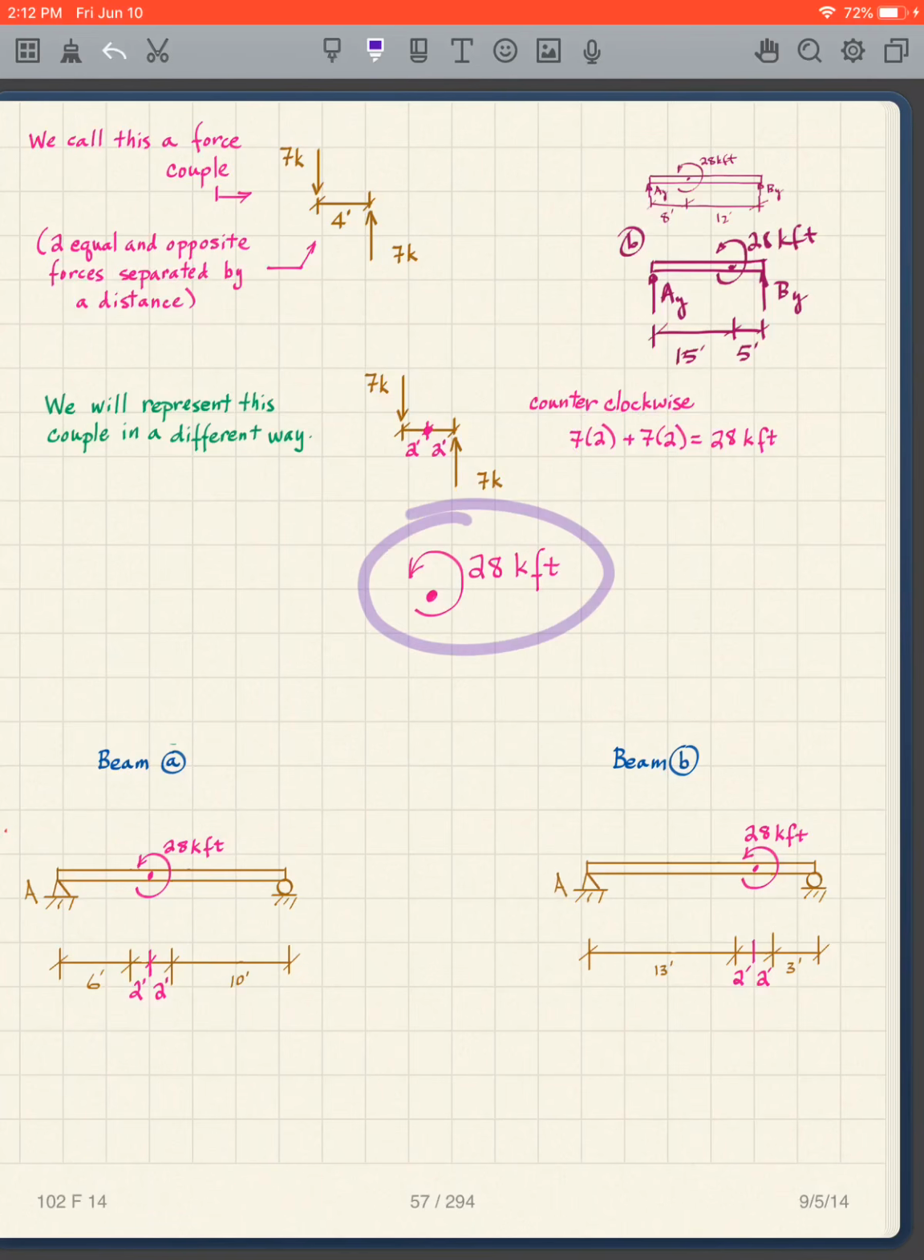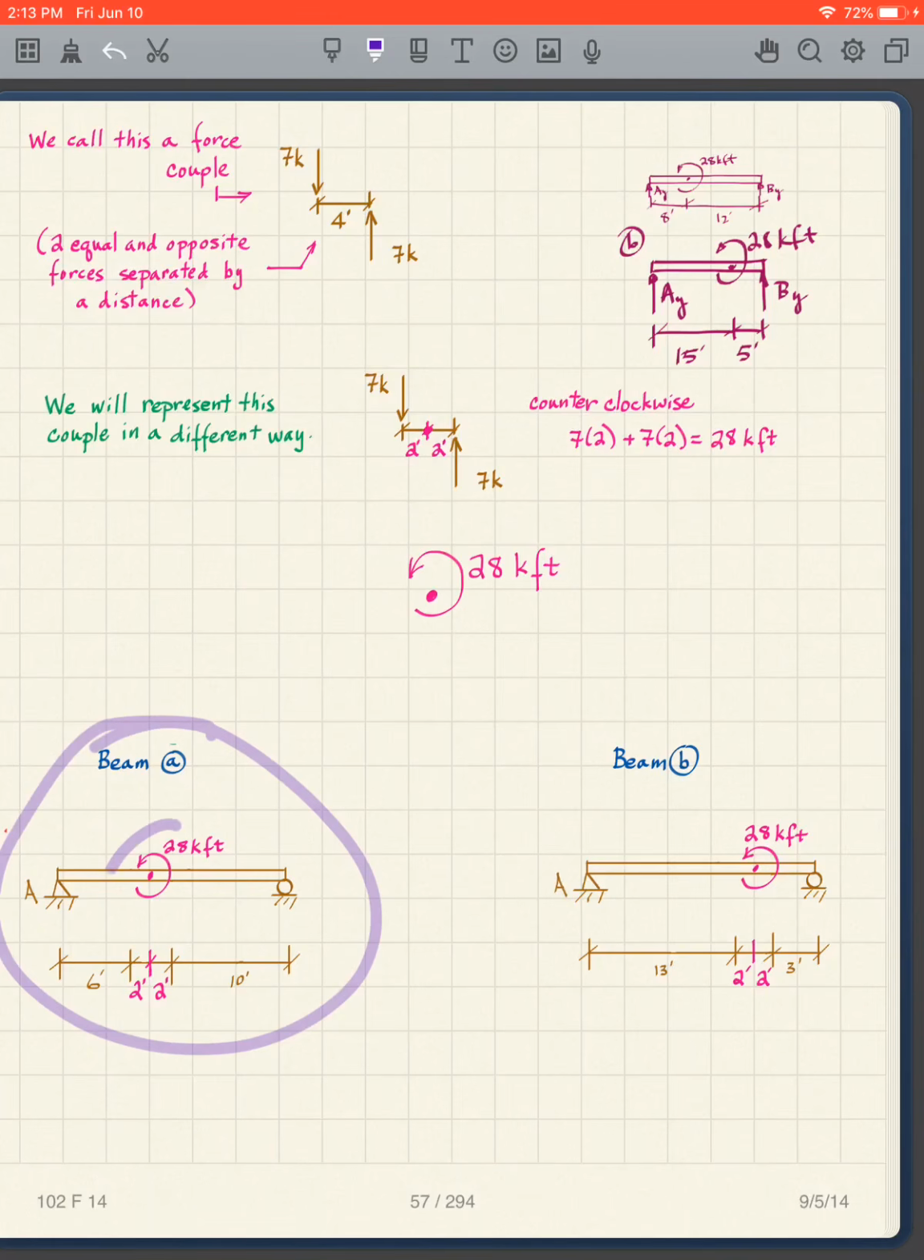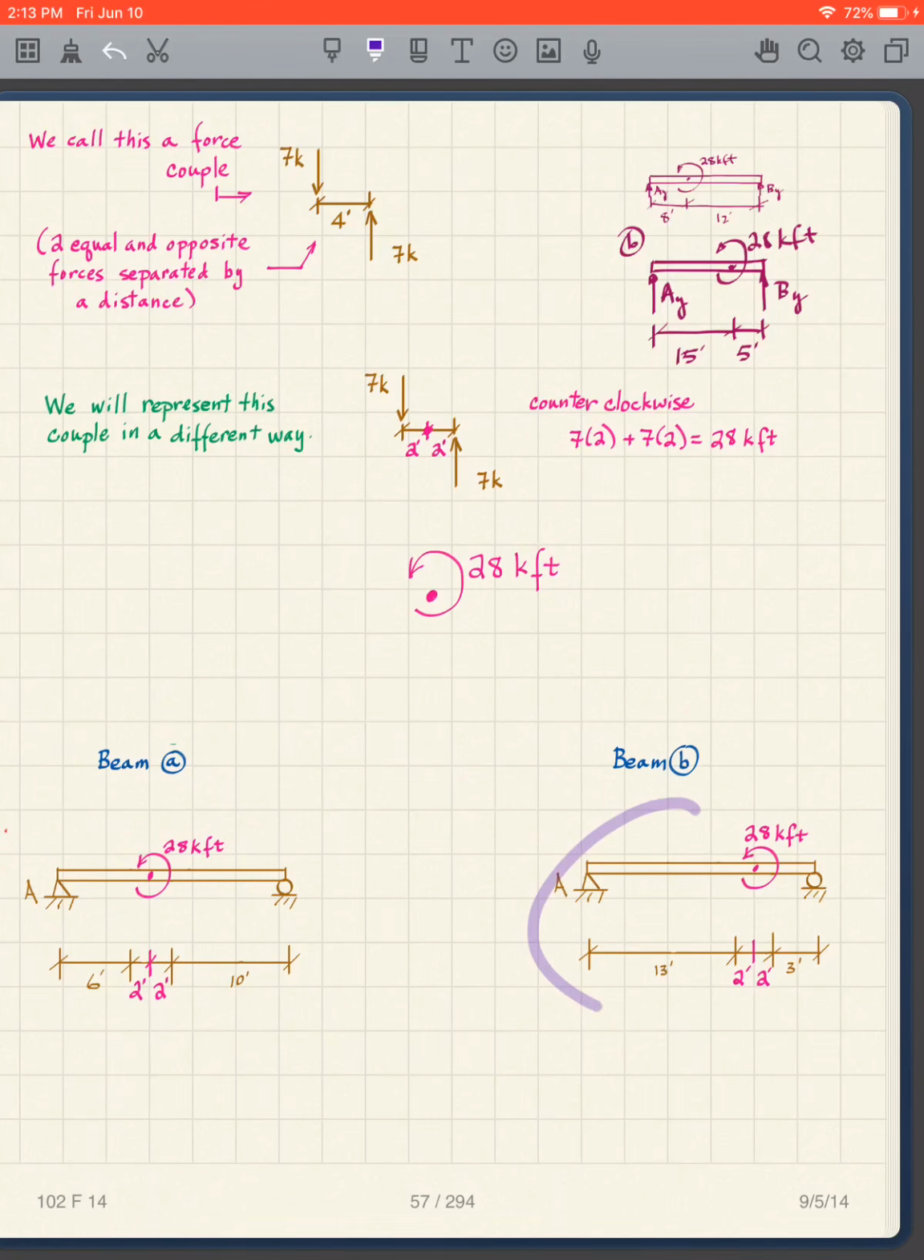And then notice the units are kip feet. Kip feet. Why? Because force times distance. So I have 28 kip feet. So I'm going to represent beam A in this manner with my 28 kip feet located here at 8 feet from the left end. And this one, the 28 kip feet located 15 feet from the left end. So from now on, I'm going to show these force couples with a representation that looks like that.